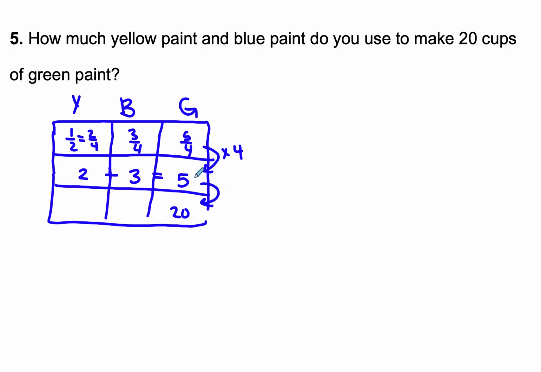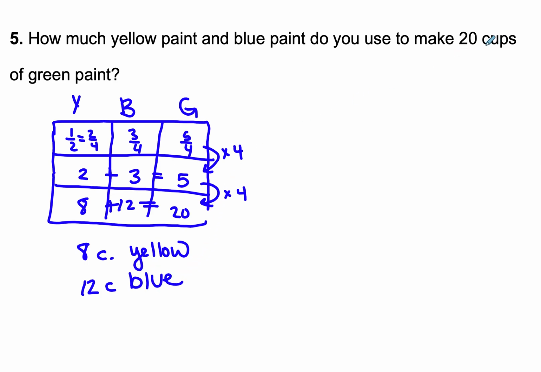And then this time to get to 20, I would have to multiply by 4 again. 5 times 4 is 20. 3 times 4 is 12. 2 times 4 is 8. So it's going to be 8 cups yellow and 12 cups blue. You have to make sure your two numbers always add to equal your final thing. 8 plus 12 does equal 20.